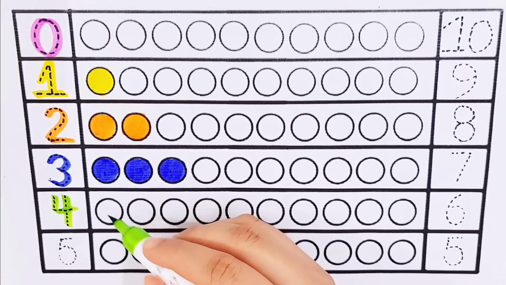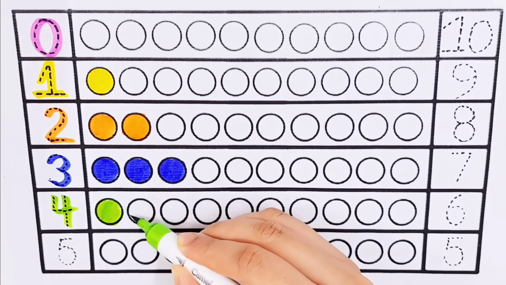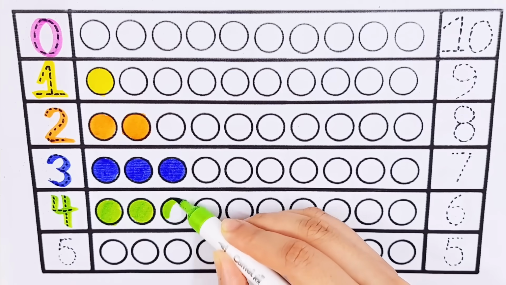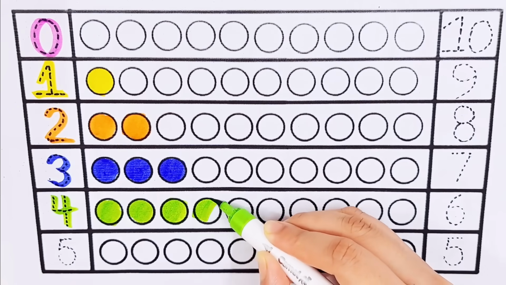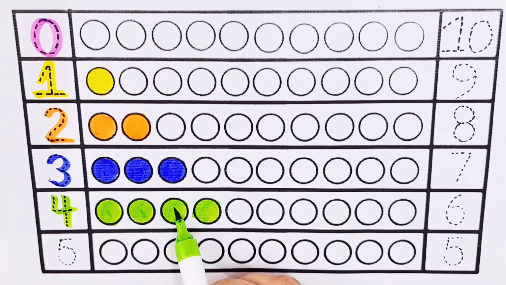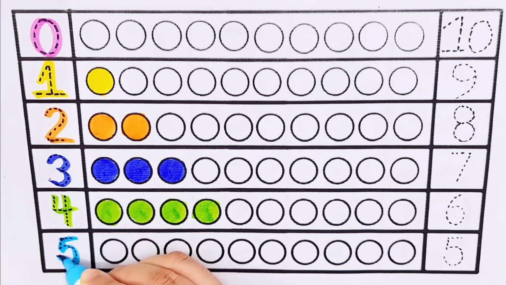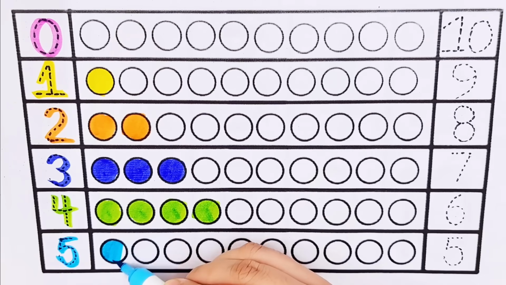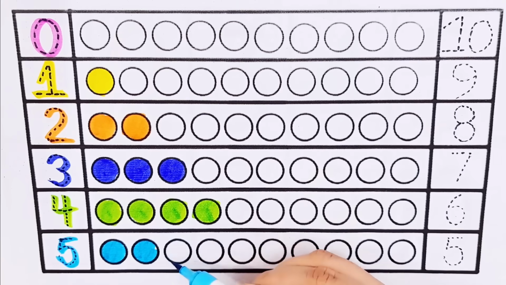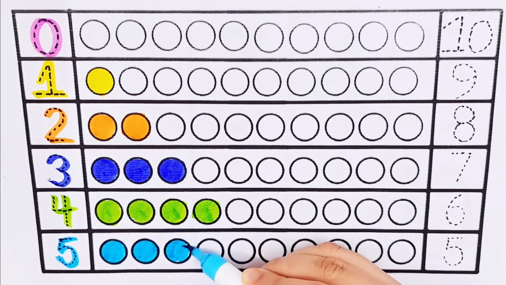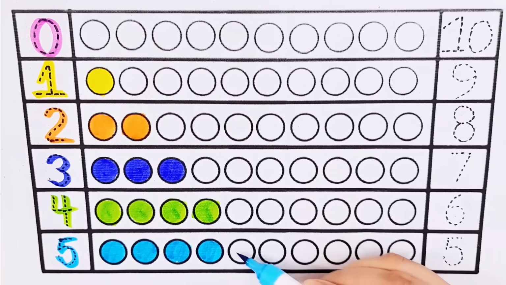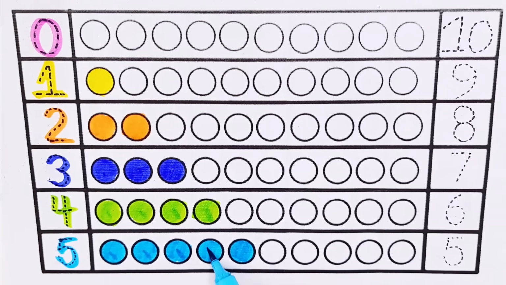Number 4. One, two, three, 4. 4 balls. Number 5. One, two, three, 4, 5. 5 balls.